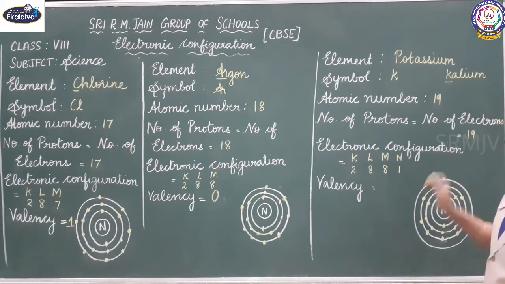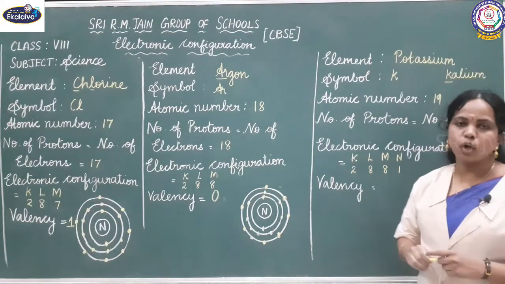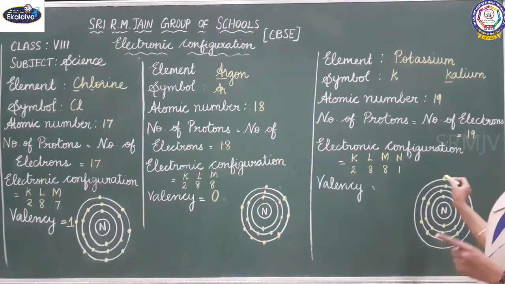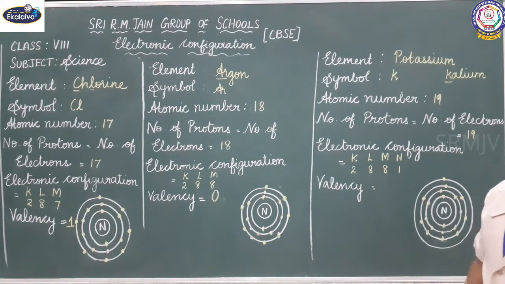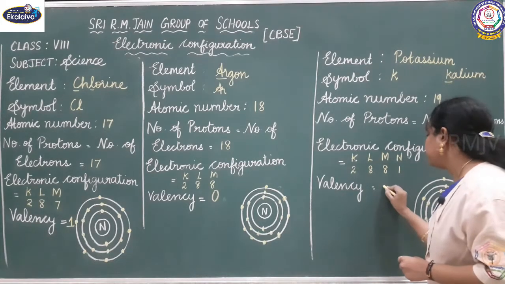So what is the valency of potassium, children? It is 1 because the outermost shell contains only 1 electron. So the valency of potassium is 1.